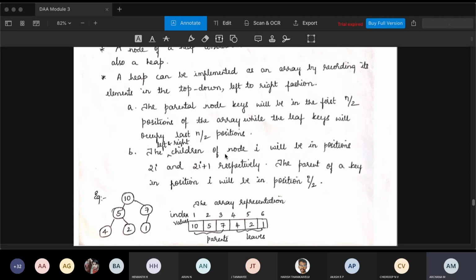The left and right children of a node i will be at positions 2i and 2i plus 1 respectively. The parent of a key in position i will be in position i by 2. When I write n by 2, you will come to know that. Now I'll just write that n by 2 and I'll show you what is that. It is easy once I write it.